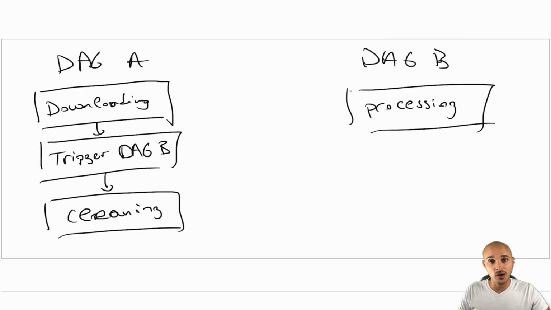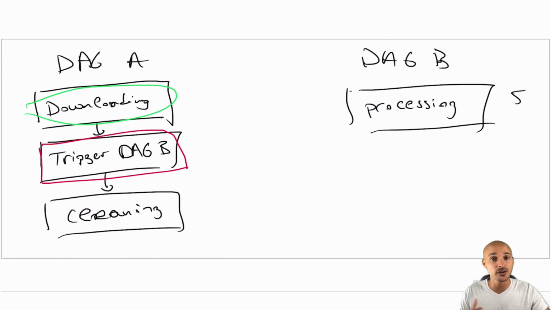Let me remind you what the TriggerDagRunOperator does. Let's say you have two DAGs, DAG A and DAG B, where in DAG A you have multiple tasks, and the important task here is trigger DAG B, which is the TriggerDagRunOperator. And in DAG B, you have a task processing taking like 5 minutes to finish. Now what happens if you trigger DAG A? Well, obviously the first task, downloading, is running, and as soon as downloading is finished, the task trigger DAG B gets triggered.